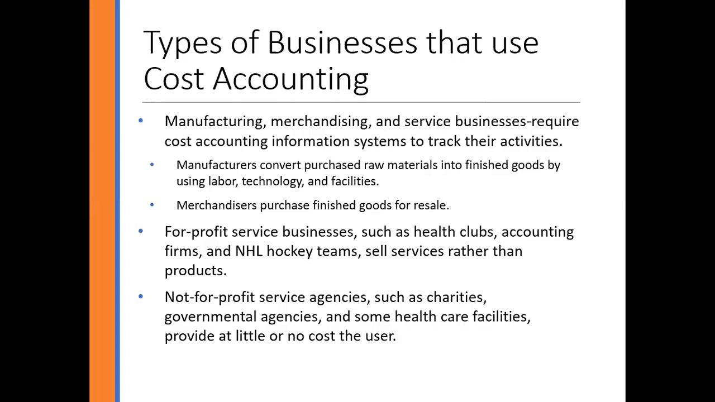Manufacturers, though, have 3 inventory accounts on their balance sheet. They have raw materials inventory, work in process inventory, and finished goods inventory. And again, we're going to talk about each one of those as we continue through the PowerPoint. And again, that finished goods inventory is the goods that are available for sale.